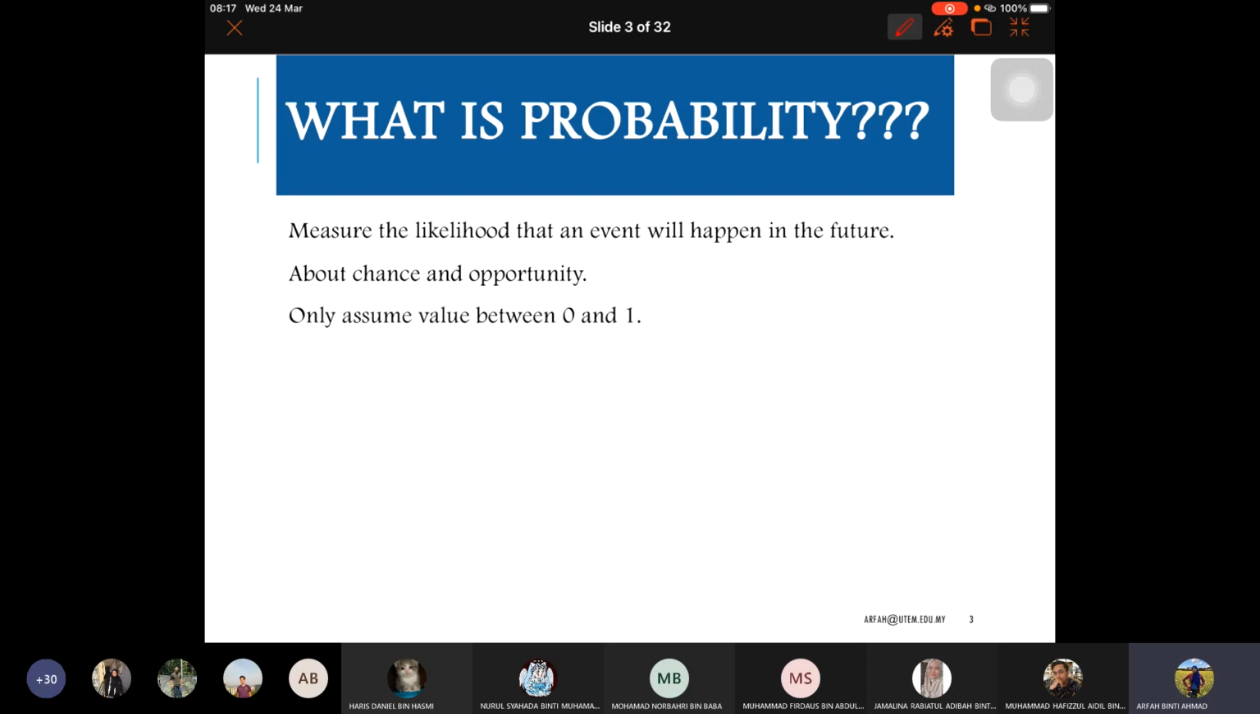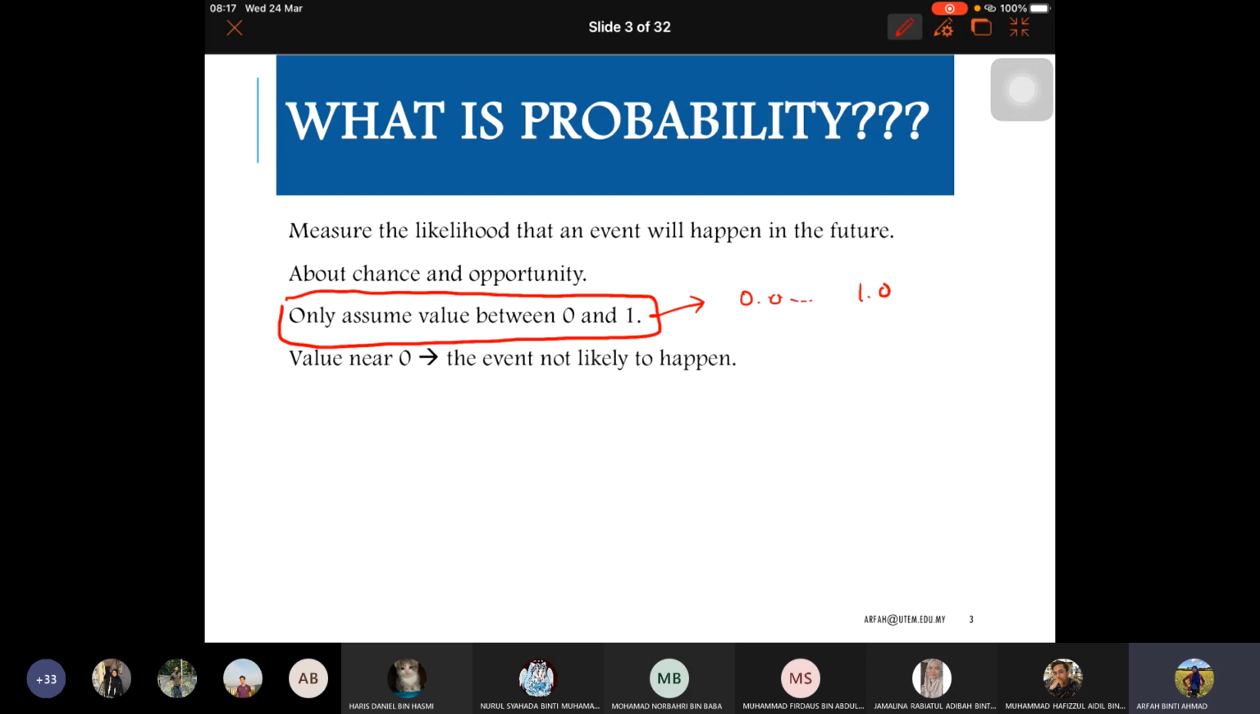Tapi you tak boleh calculate directly because you don't have the previous data on hari hujan. So bila hari hujan, apa dia ada relate dengan angin, apa semua tu. Okay. So kalau ada semua data tu, then kita boleh kira dia punya probability. Okay. Dan nilai dia only assume between 0 and 1. So kalau awak kira, awak akan dapat dia 0.0001, maksimum 1.0. Kalau dapat nilai lebih daripada tu, ni memang salah dah. Nanti kita akan tengok example, okay.